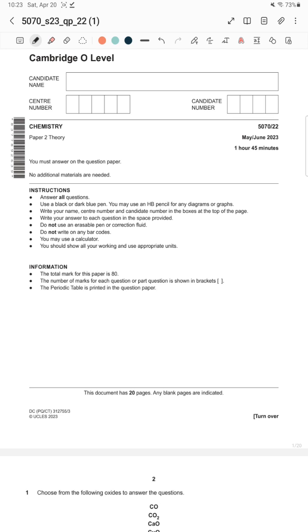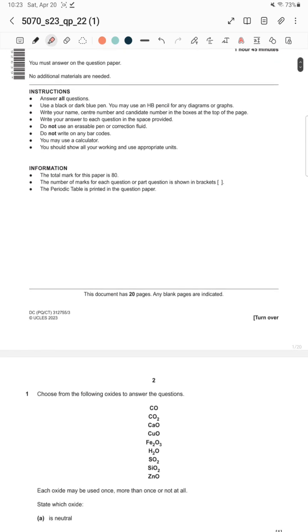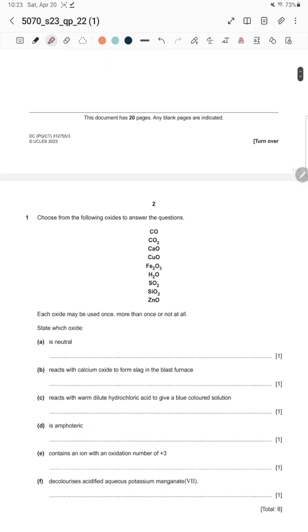Today we will discuss P2 May-June 2023, and this is in accordance with the new syllabus that you will encounter in CAIEs in May this year. Again, this will be an 80 mark paper with no choice, so you have to attempt all questions. So let's begin with the paper.